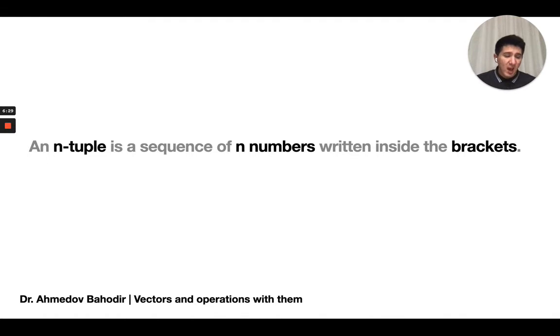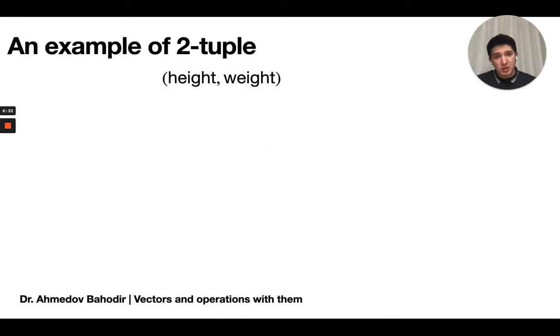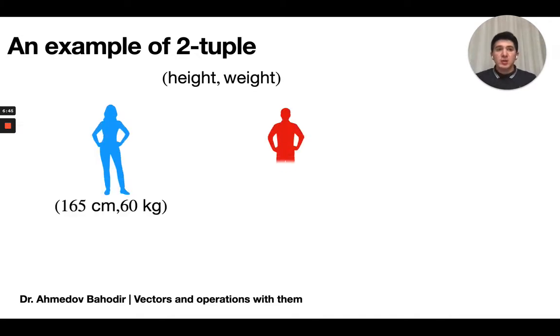So the n-tuple is the sequence of n numbers which are written inside the brackets. Let me give you a small example of the two-tuple and why the order is important. Let's say I would like to write a small program where I collect the height and weight of a patient in a hospital. Let's say I've got two patients and I'm going to store the height and weight in some array or some two-tuple. For the first patient, I've got 165 centimeters and 60 kilograms. And for the second patient, I've got 185 centimeters and 90 kilograms. You see, I'm storing these numbers in exactly this order: first the height comes, then the weight.